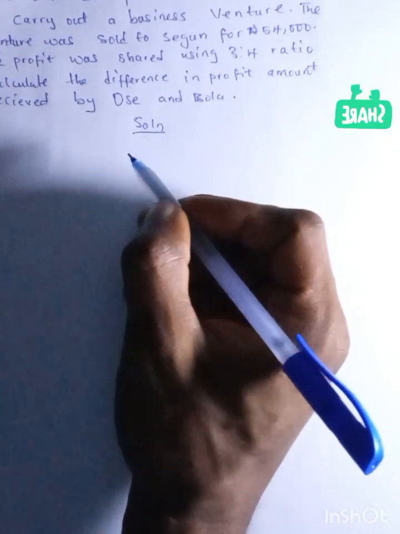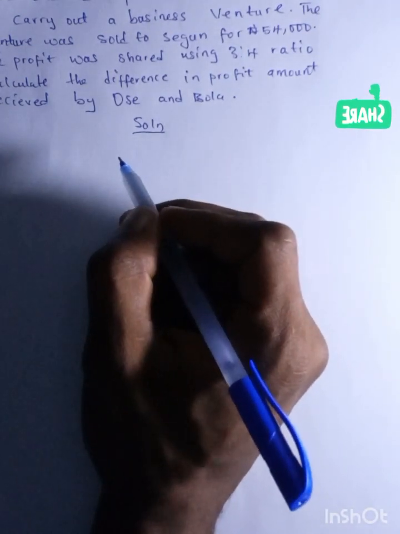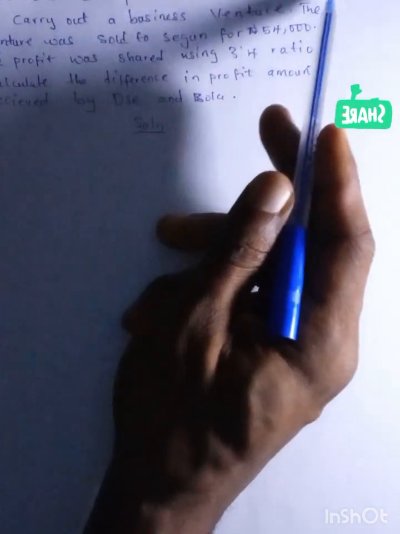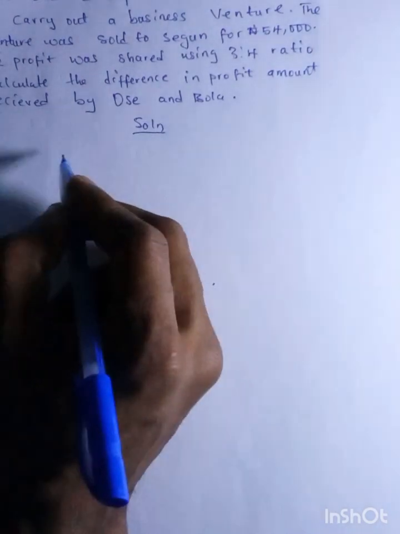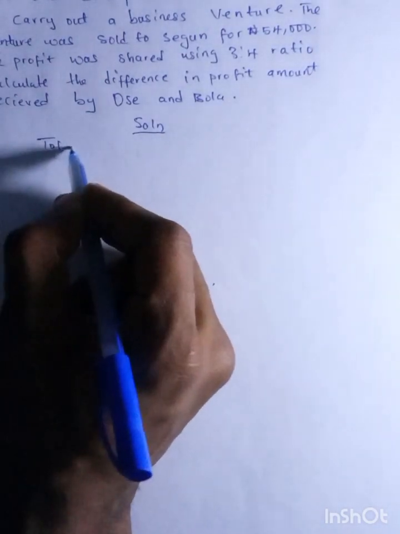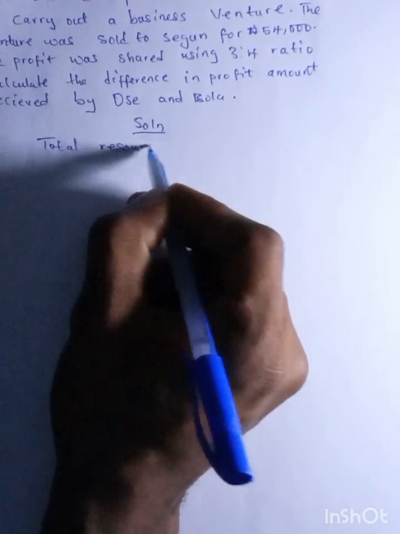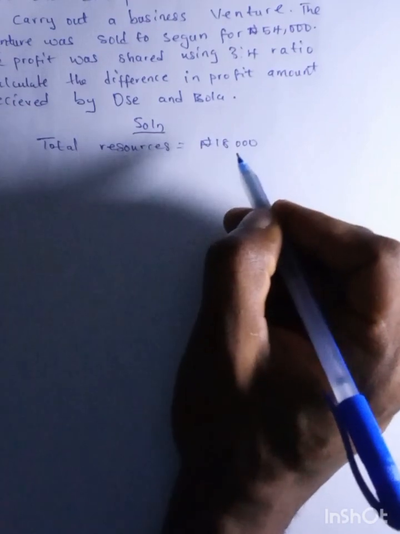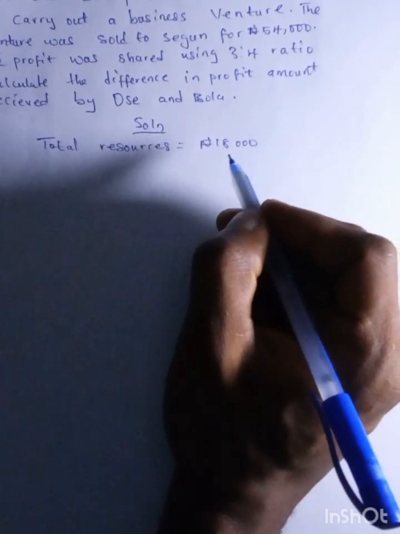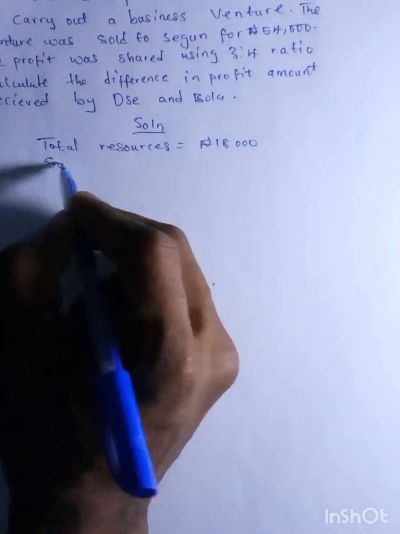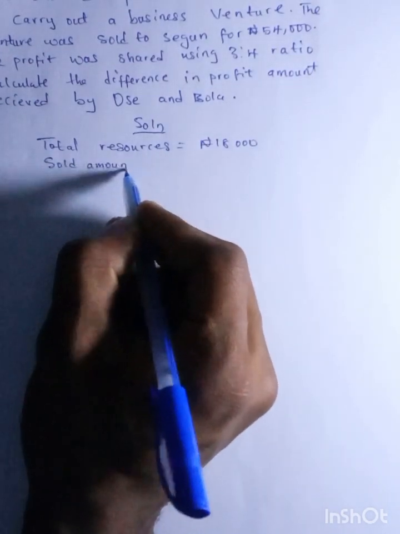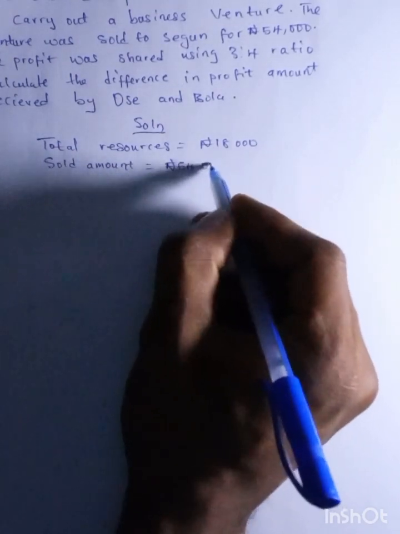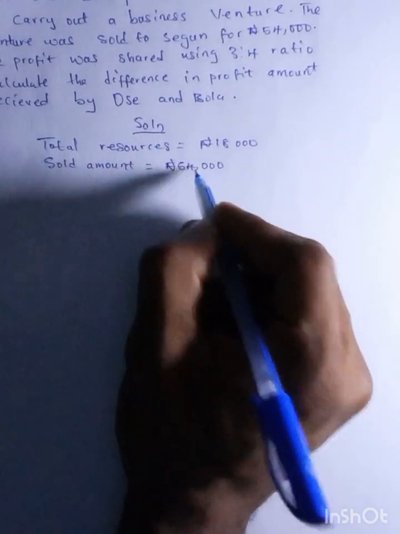Okay, so now what do we have to do? Let's take down some parameters from these questions. We are told that Ose and Bola put resources to a total of 18,000 naira. So let's say total resources is equal to 18,000 naira, right? And sold amount is equal to 54,000 naira. That's the sold amount.